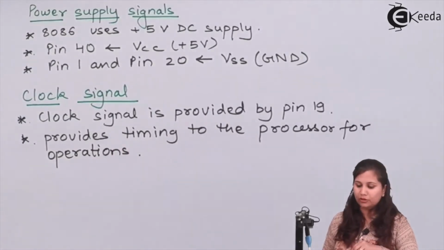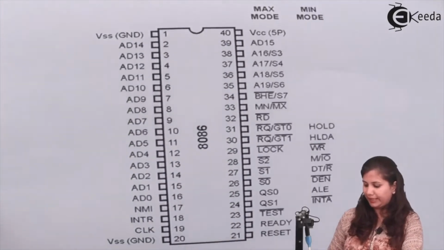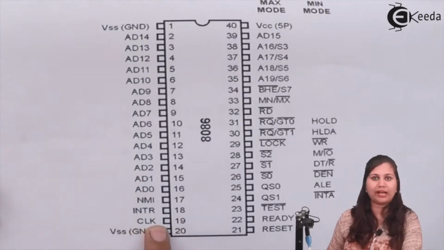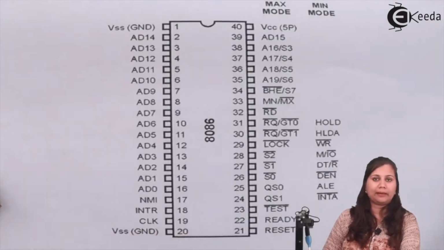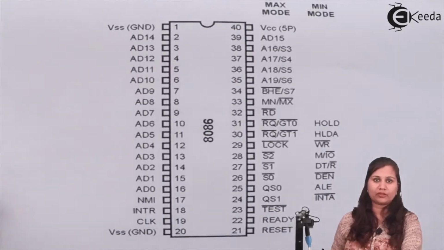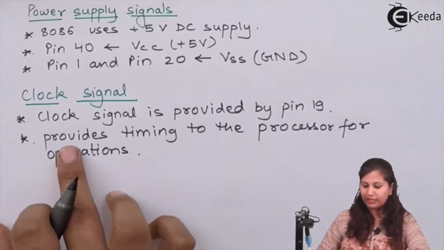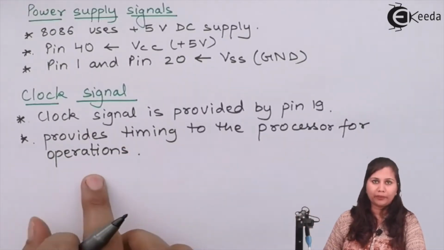So clock signal or clock input, it is provided by pin number 19. You can see in the pin diagram that at pin number 19 we have the clock input. Now this clock input provides the timing signals to the processor so that it can perform various operations. So here I have written that this clock signal provides timing to the processor for operations.